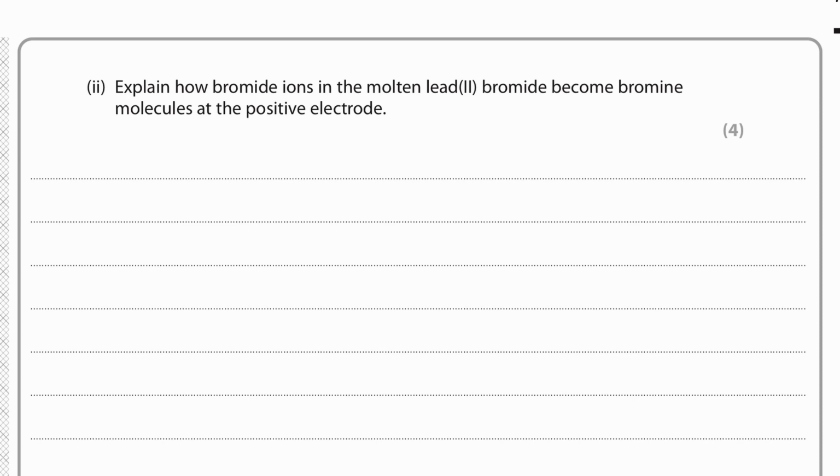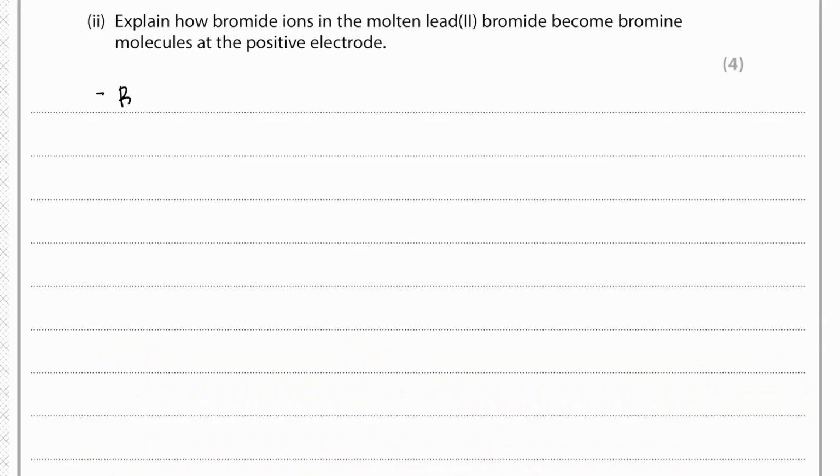Question 2. Part 2. Explain how bromide ions in the molten lead-2 bromide become bromine molecules at the positive electrode. 4 marks. For this question, they want us to focus on just the positive electrode, aka the anode. If we recall, the anode is where oxidation occurs. Think about An Ox. Oxidation is about losing electrons. Remember OIL RIG? On top of that, bromide ions will turn into bromine, thanks to the information in the previous question. Bromide ions will lose electrons to become the bromine molecule.